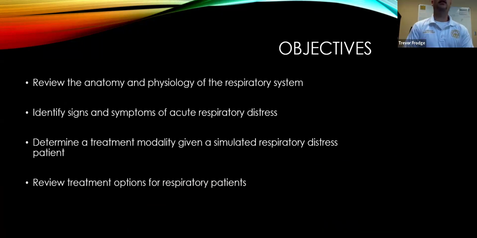So what we're going to cover today is we're going to review the anatomy and physiology of the respiratory system. We're going to talk about some different signs and symptoms of acute respiratory distress. We'll do some treatment modalities. So we'll actually come up with treatment plans for some simulated patients within this presentation. And then we'll review those treatment options and talk about what works, what doesn't work, why we should do things, and why we should also avoid certain treatment modes.